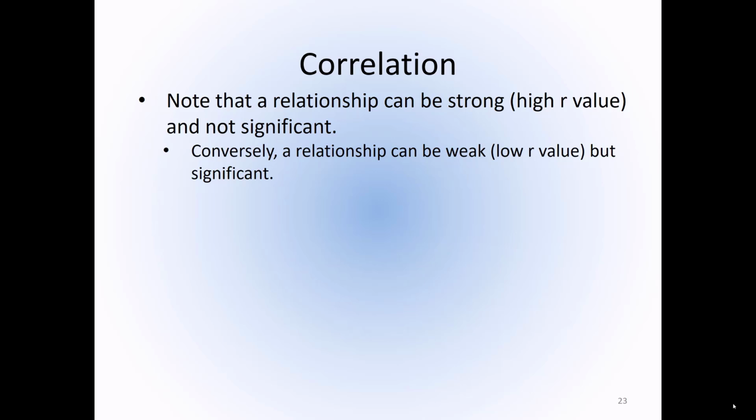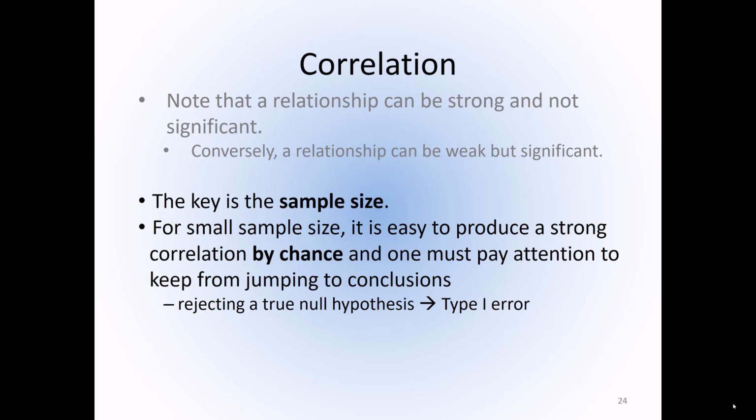Now, something important to note is that a relationship can be strong, meaning that the correlation coefficient is high, but not significant. And conversely, a relationship could be relatively weak with a low R value, but it could be significant. And the key here is going to be sample size. Now, for a small sample, it could be that we have a relatively strong correlation just by random chance. And so it's important that we're paying attention to our sample sizes before we jump to any conclusions or make any inferences about our data set.